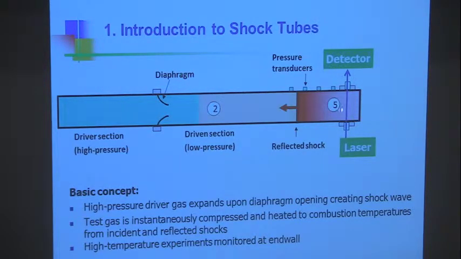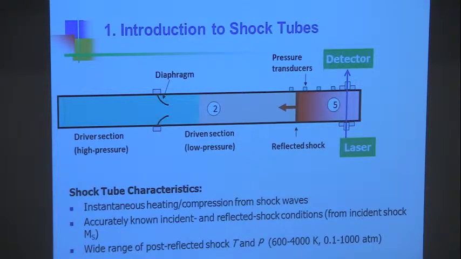So this is the place to be in most experiments, not always. Again, we can get essentially instantaneous heating. Essentially instantaneous, what does that mean? Microsecond or so or less. We have accurately known conditions, typically, if you're careful, to better than 1% in temperature and pressure. It's not exact. And we can generate kind of any condition we want.